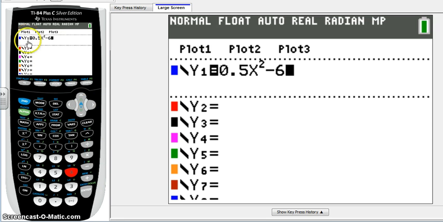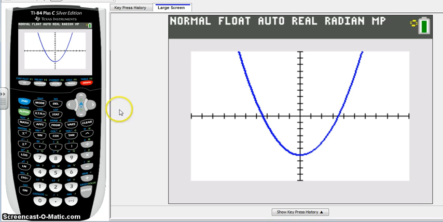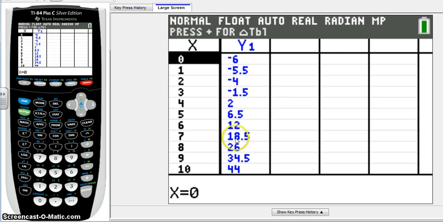Once I have an equation entered into my y equals, we've already seen that we can graph that equation and see it on our screen. But another function you have, right above your graph button, is your table option. Since it's in blue, we can access it by pressing the blue second button and then table, and that takes us to the table values for the equation we entered into our y equals.